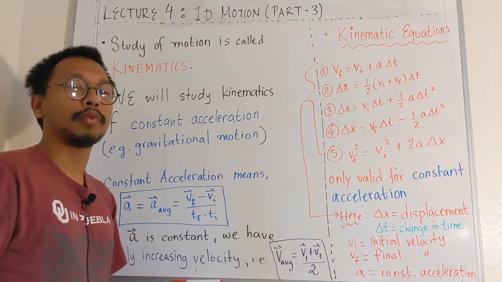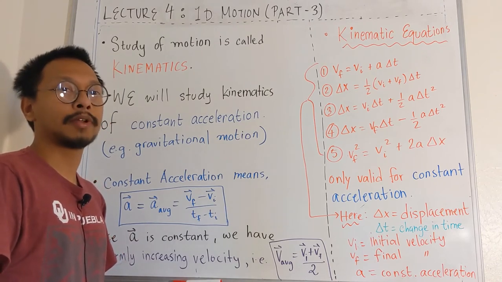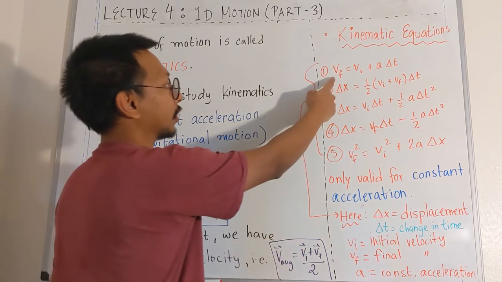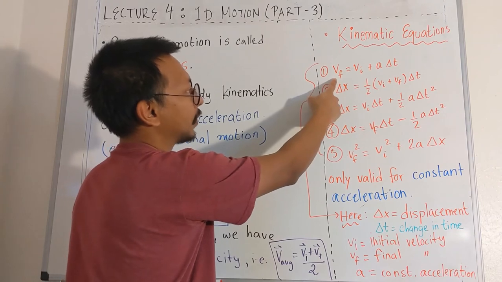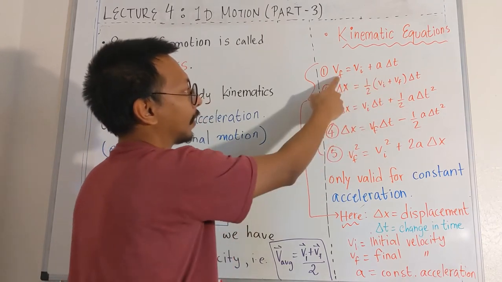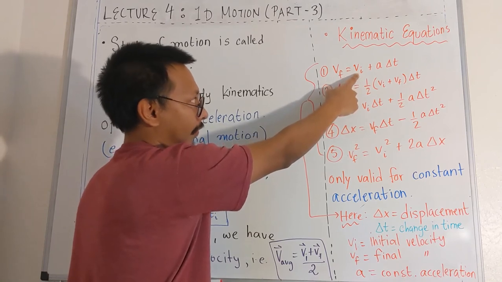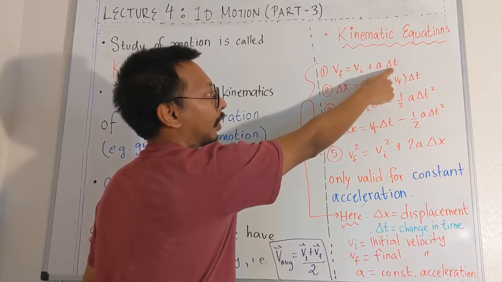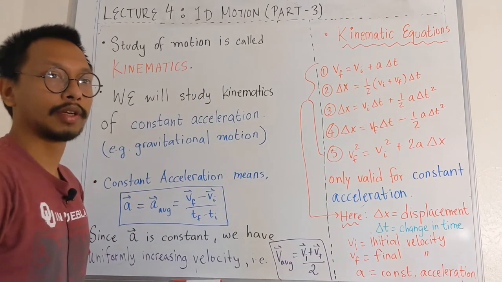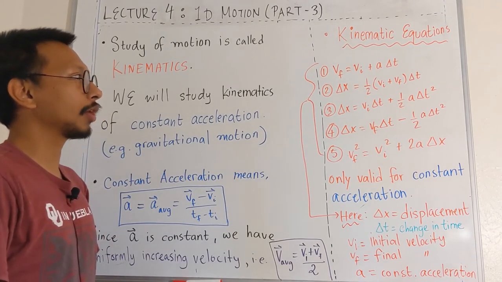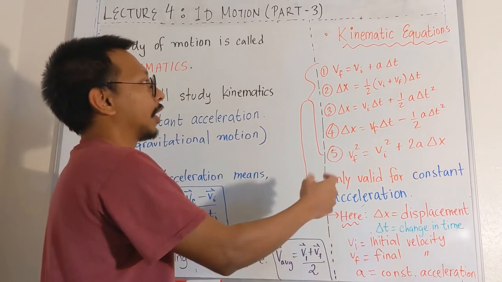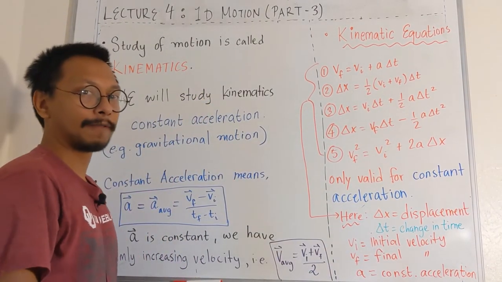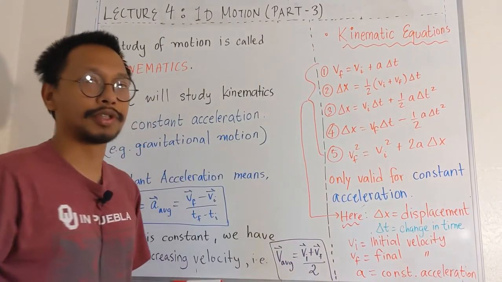Or if you flip the coin, we can say that if you're given 3 variables, then choose the equation that enables you to find the 4th variable. Let's go over an equation like this. So here, the first equation is Vf equals Vi plus a delta t, where Vf is the final velocity, Vi is the initial velocity, a is the constant acceleration of the object moving, and delta t is the change in time for that duration of motion. So if we want to find delta t, and we know Vf, Vi and a, this would be a good equation to use.